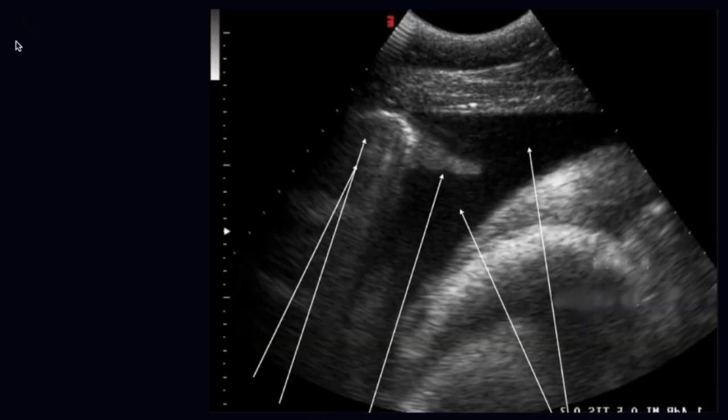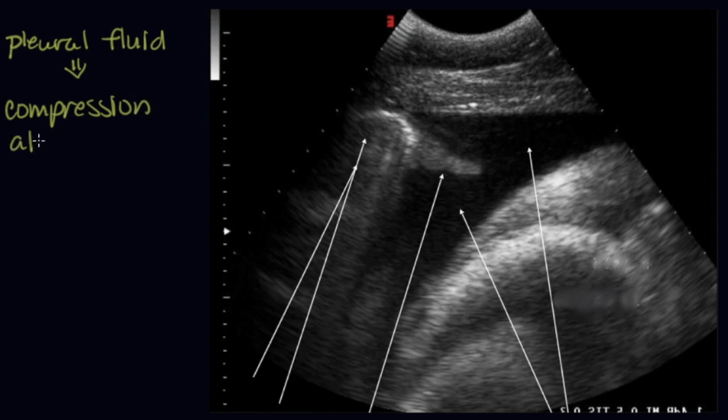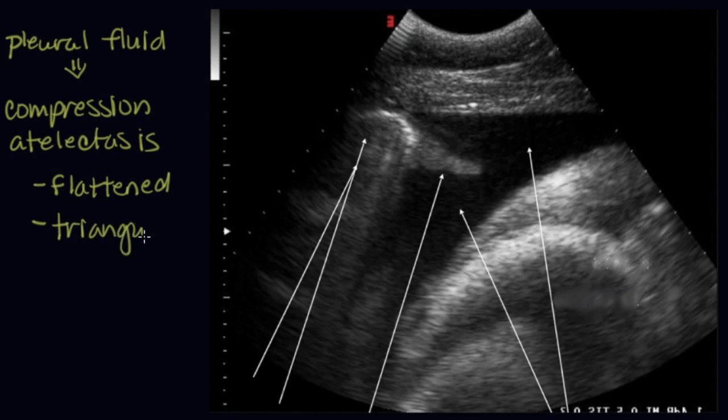Here we see an example where pressure from the fluid within the pleural space has caused compression atelectasis, resulting in the non-aerated lung becoming flattened or triangular in shape. In a live video, this lung undulates back and forth, flapping around in the surrounding pleural fluid.